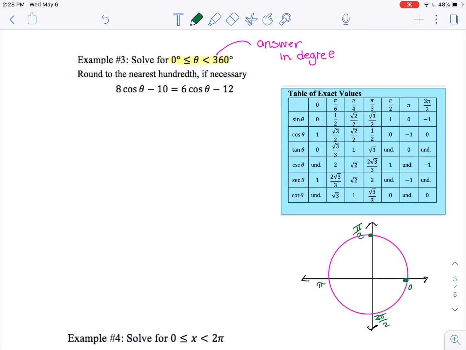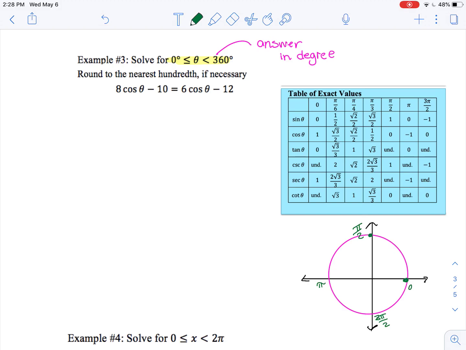Okay, example 3 says solve for an angle that's between 0 degrees and 360 degrees. So once again, our answer is in degrees, and we need to round to the nearest hundredth. We're only going to round to the nearest hundredth if we're using our calculator. If we find the value on our table of exact values, then we don't need to round.